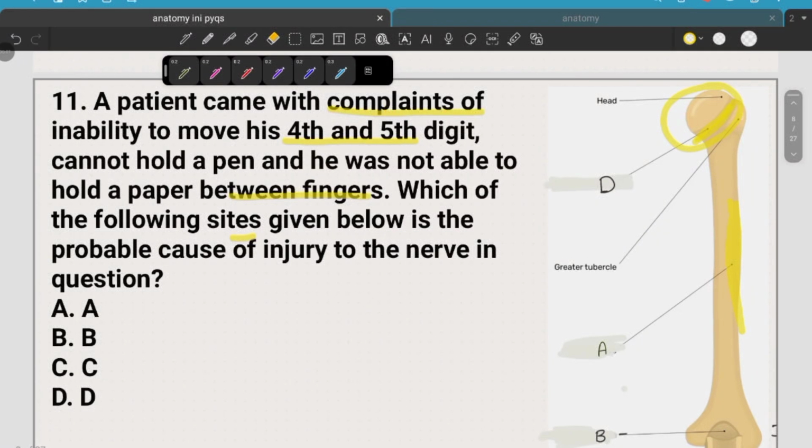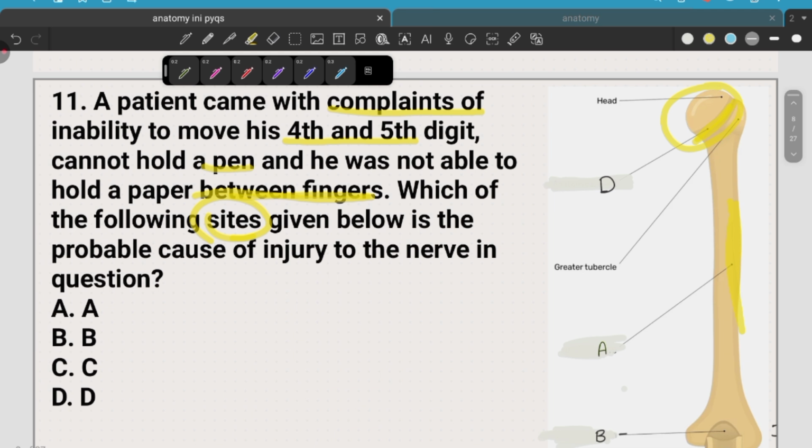Okay. Hello everyone. Now, the 11th question. A patient came with the complaints of inability to move his fourth and fifth digit and cannot hold a pen. He was not able to hold paper in between the fingers. Which of the following site given below is the probable cause of injury to the nerve?